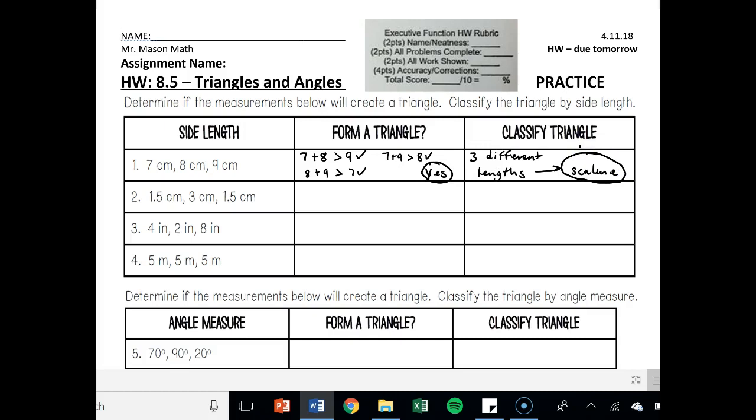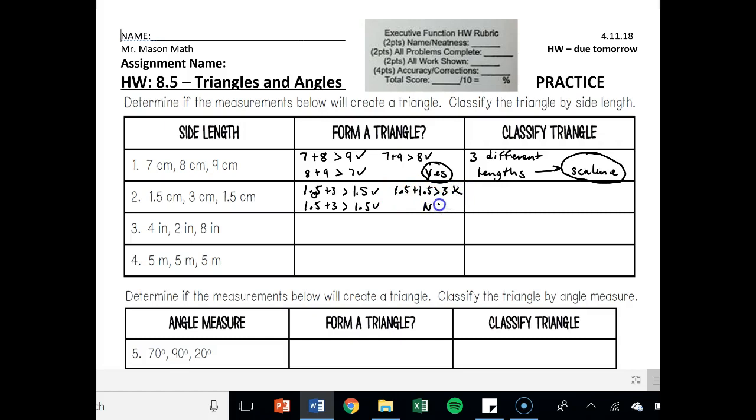Number 2, again, you're going to do all 3 different combinations. So something like 1.5 plus 3, is that greater than 1.5? Absolutely. Is the other 1.5 plus 3 greater than 1.5? Yes, right? There's two 1.5, so you've got to check them both. What about 1.5 plus 1.5? Is that greater than 3? No, it's not, because that equals 3.